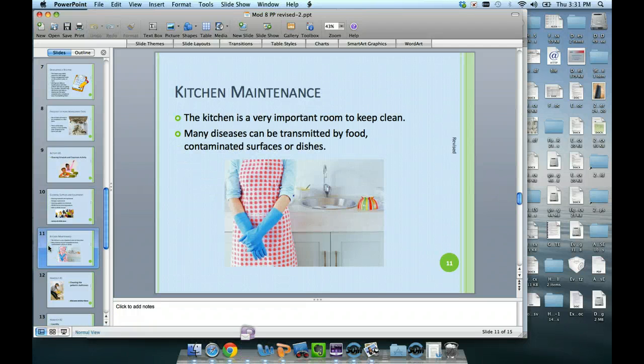So let's talk about kitchen maintenance. Some of you may think about this, some of you may not. When you work in the kitchen, you need to make sure things are kept sanitary. Lots of diseases are transmitted by food, contaminated surfaces, or dishes. Food handling is critical for the sick and the elderly.